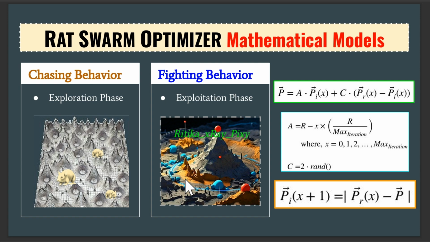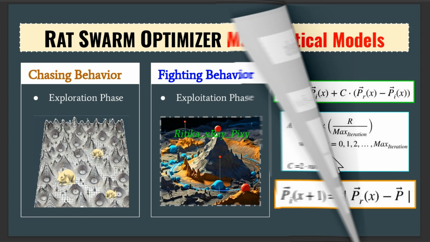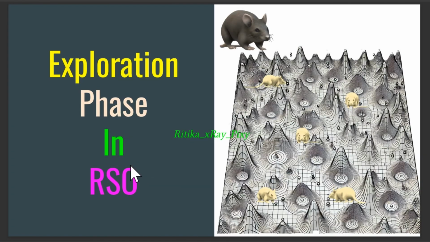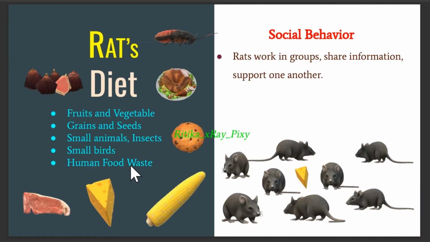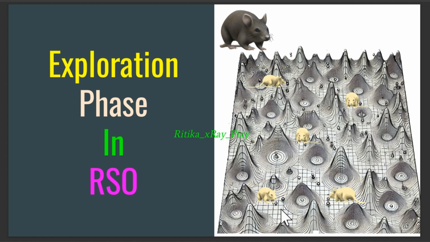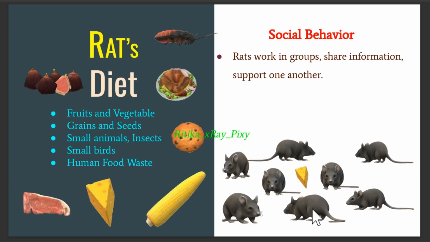Then we have different mathematical models for the chasing and fighting behavior. In chasing behavior, rats chase prey by updating their position in the search space based on their own experience and the information shared by others. So in chasing behavior, we have to move the search agents in the solution space. We have virtual rats as the search agents. Now we have to move them in the search space so that they can find the best solution, so we will update their position.